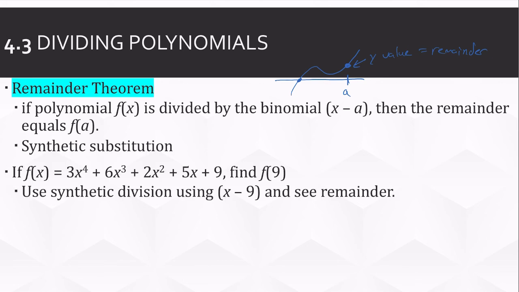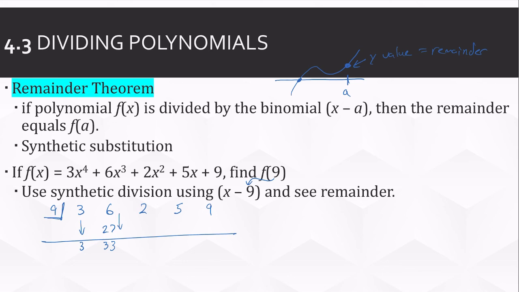So if we have our function, we want to find f of 9. So what we would do is use synthetic division with x minus 9, notice it's x minus 9, and see our remainder. So let's try that. So I'm going to put the 9, because I want f of 9. The coefficients are 3, x to the 4th, 6x cubed, 2x squared, 5x, and 9. Bring down the 3 and multiply. 9 times 3 is 27. Add down. 6 plus 27 is 33.